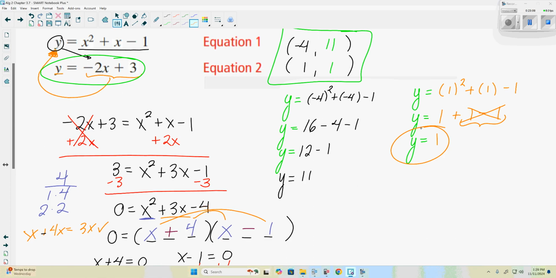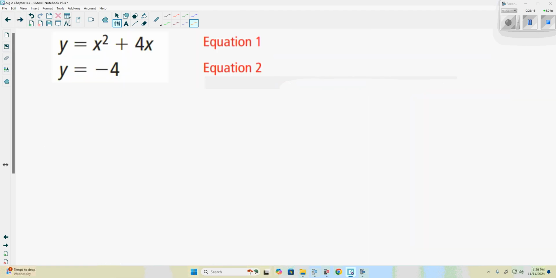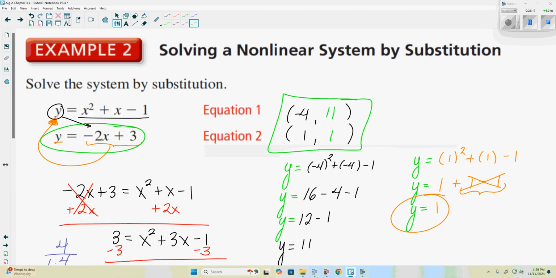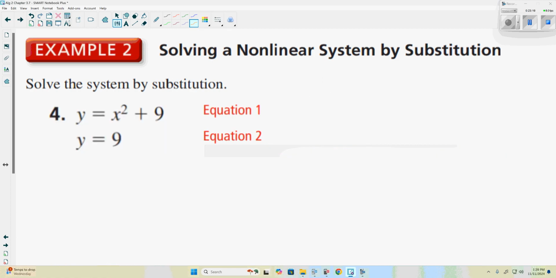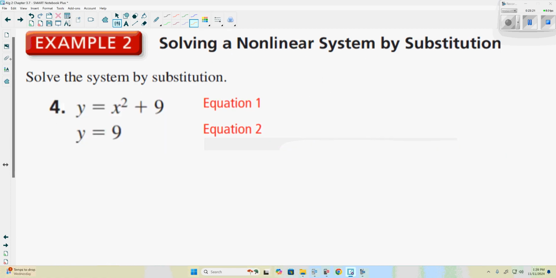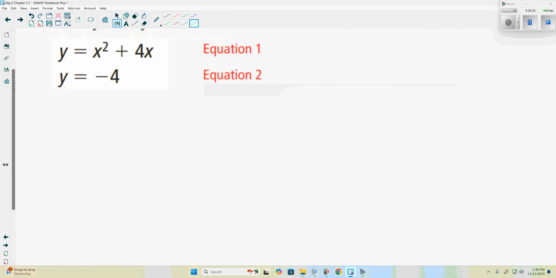I'll look down for about 2 minutes and I'll look back at this. We're ready to try another one, because some of these are not going to be as involved as others. Because here we have y equals x squared plus 4x. In our other equation, y equals -4.